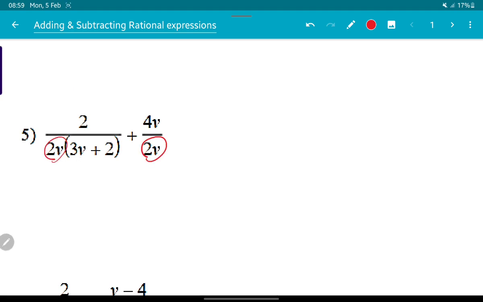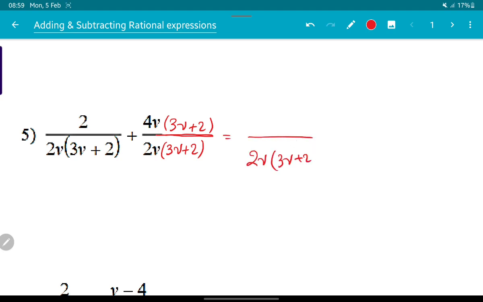Like this example, number 5. We have 2v, so we need this denominator to have the same expression or factor. So we multiply up and down by this. Now do we have the same denominators? Now we have the same denominator. We put this denominator, v, 3v plus 2. Before you add, you need to expand this, 12v squared plus 8v. Now we add 12v squared plus 8v plus 2.